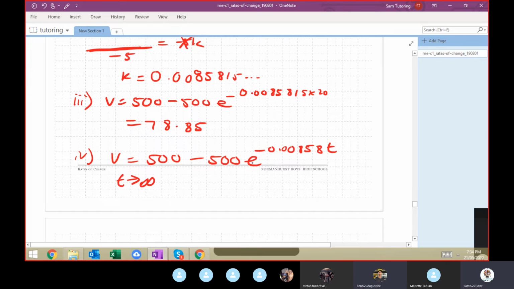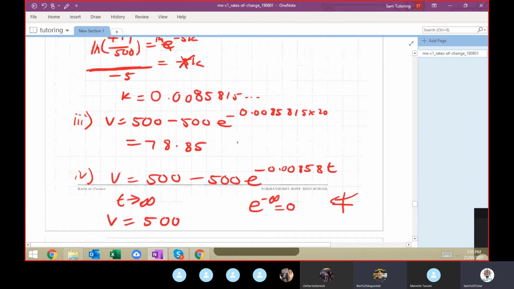Correct. And then what's e to the negative infinity? What happens to your exponential functions as it approaches negative infinity? Oh, 0. So e to the negative infinity is 0. And what's 0 times 500? 0. 500 take away 0 is just 500. So the maximum velocity you'll get as time is very large is 500. Good job.